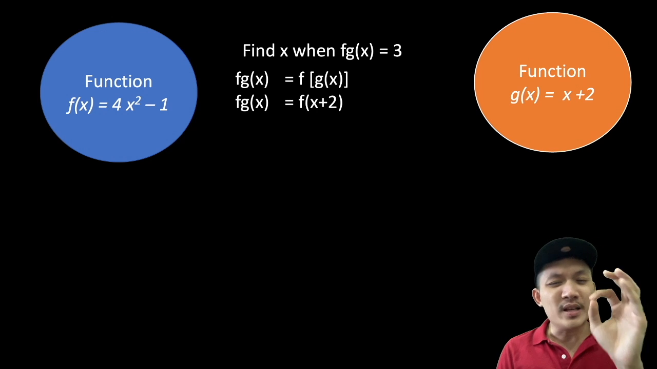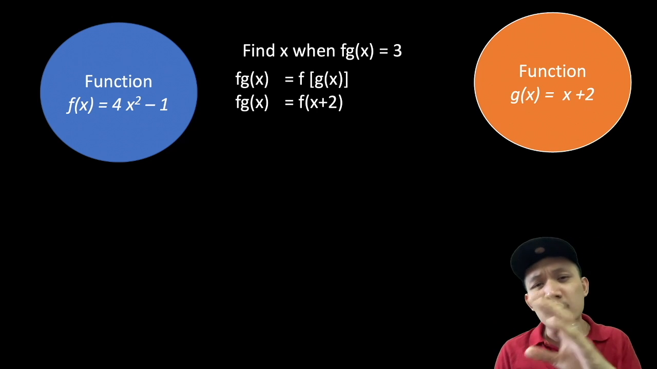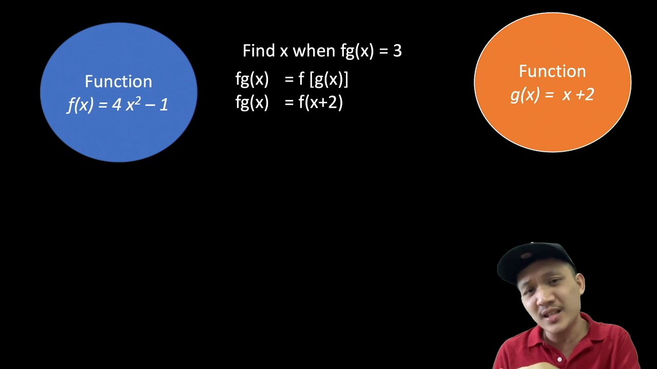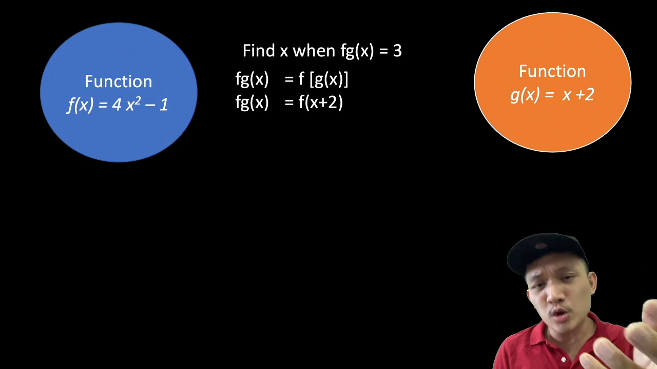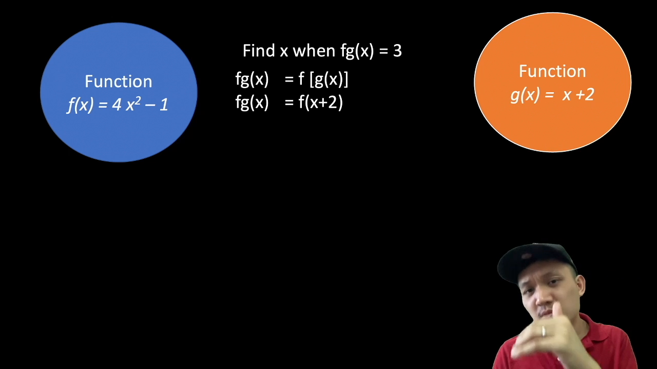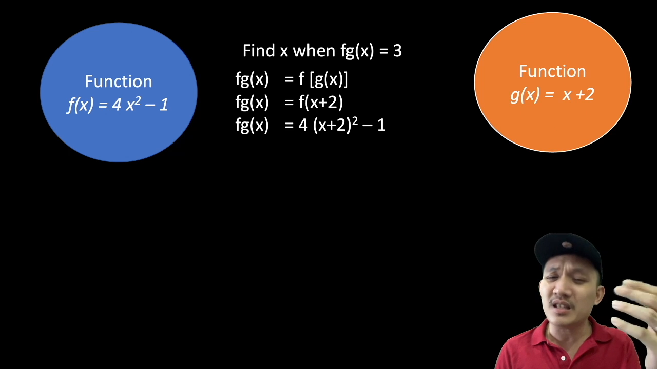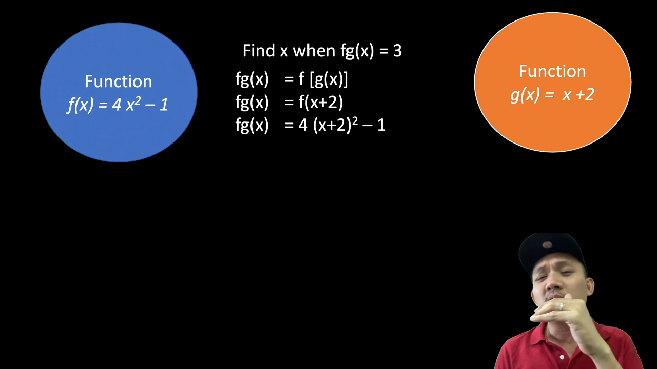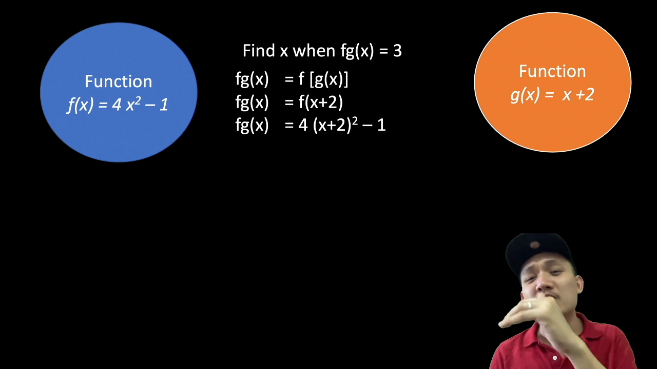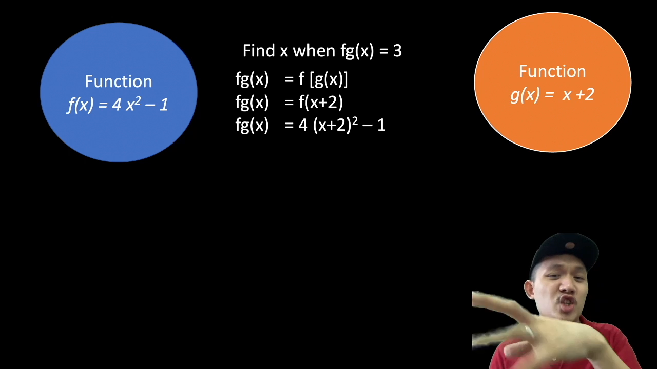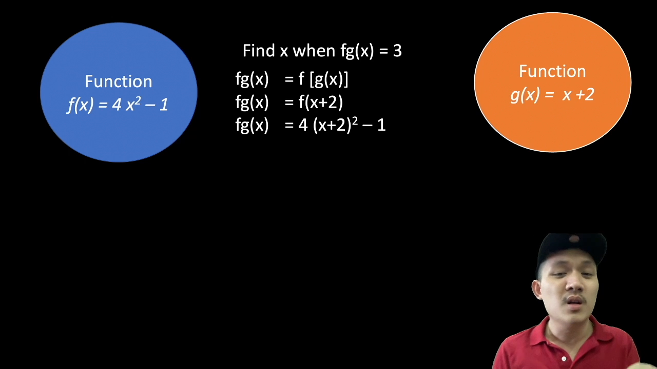Yeah, so you can see as usual we solve it the same way. fgx is actually f in terms of gx, so it's also now f in terms of x plus 2, and so we still have fgx is equals to 4 multiplied by (x plus 2) squared. Instead of putting x straight, we have the gx inside the x now, minus 1.